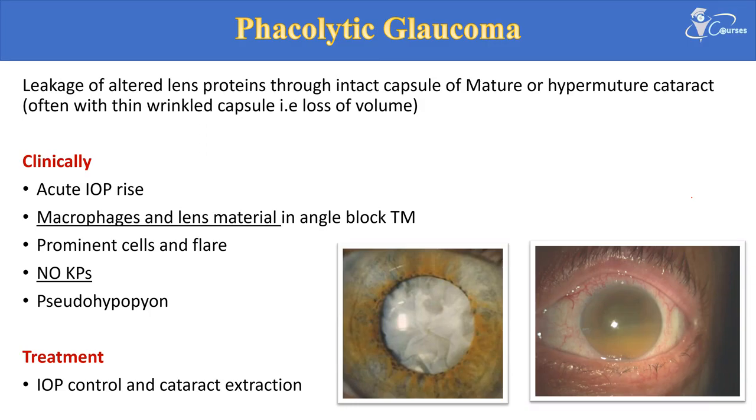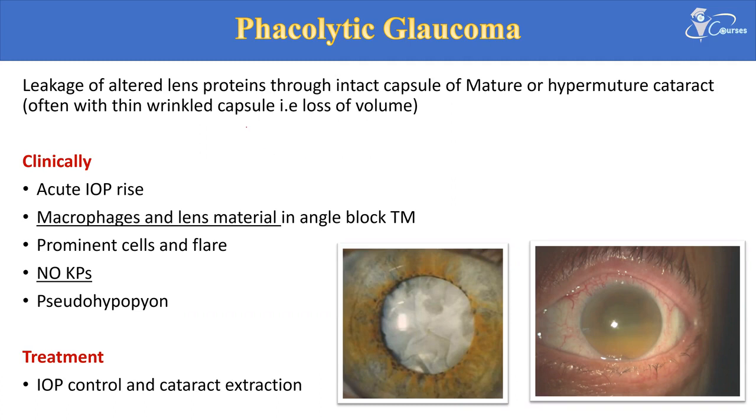First of all, what is phacolytic glaucoma? As we agree, the trabecular meshwork will be blocked by something. In pseudoexfoliation, it is blocked by the dandruff-like material. In pigment dispersion syndrome, it is blocked by pigment. In phacolytic glaucoma, it is blocked by leakage of lens proteins.